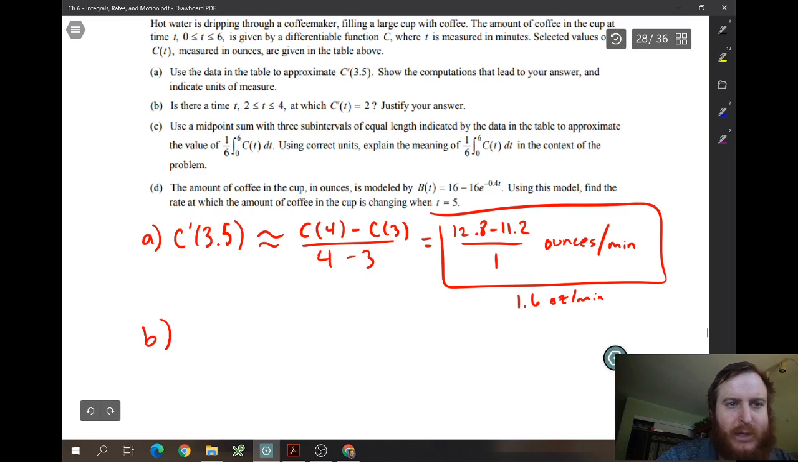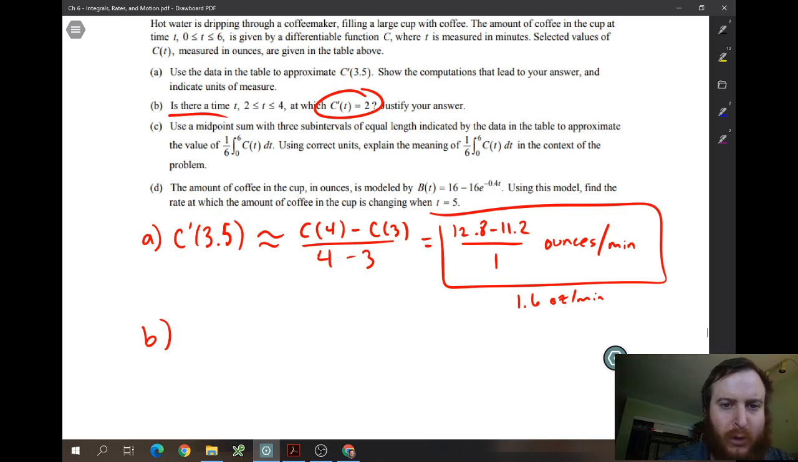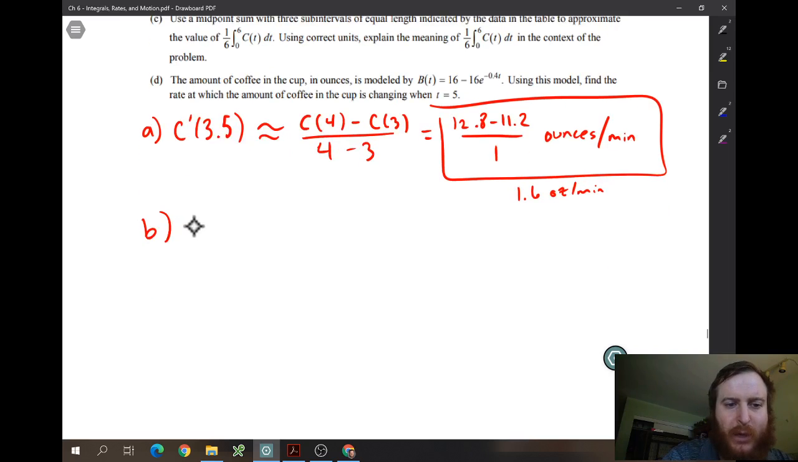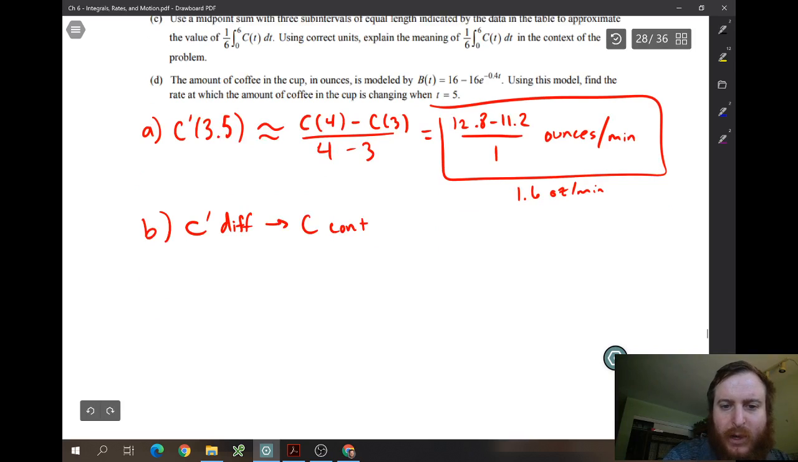All right, B says, is there a time between 2 and 4 where C prime of t equals 2? When I see "is there," I'm thinking MVT, I'm thinking IVT, I'm thinking Rolle's. When I see C prime, now I'm thinking MVT or Rolle's, and equal to 2, I'm thinking MVT. So immediately I'm thinking MVT. The first thing I want to do is make sure that I state that MVT can apply. So I'm going to say C prime is differentiable. That means C is continuous. And that means that MVT applies.